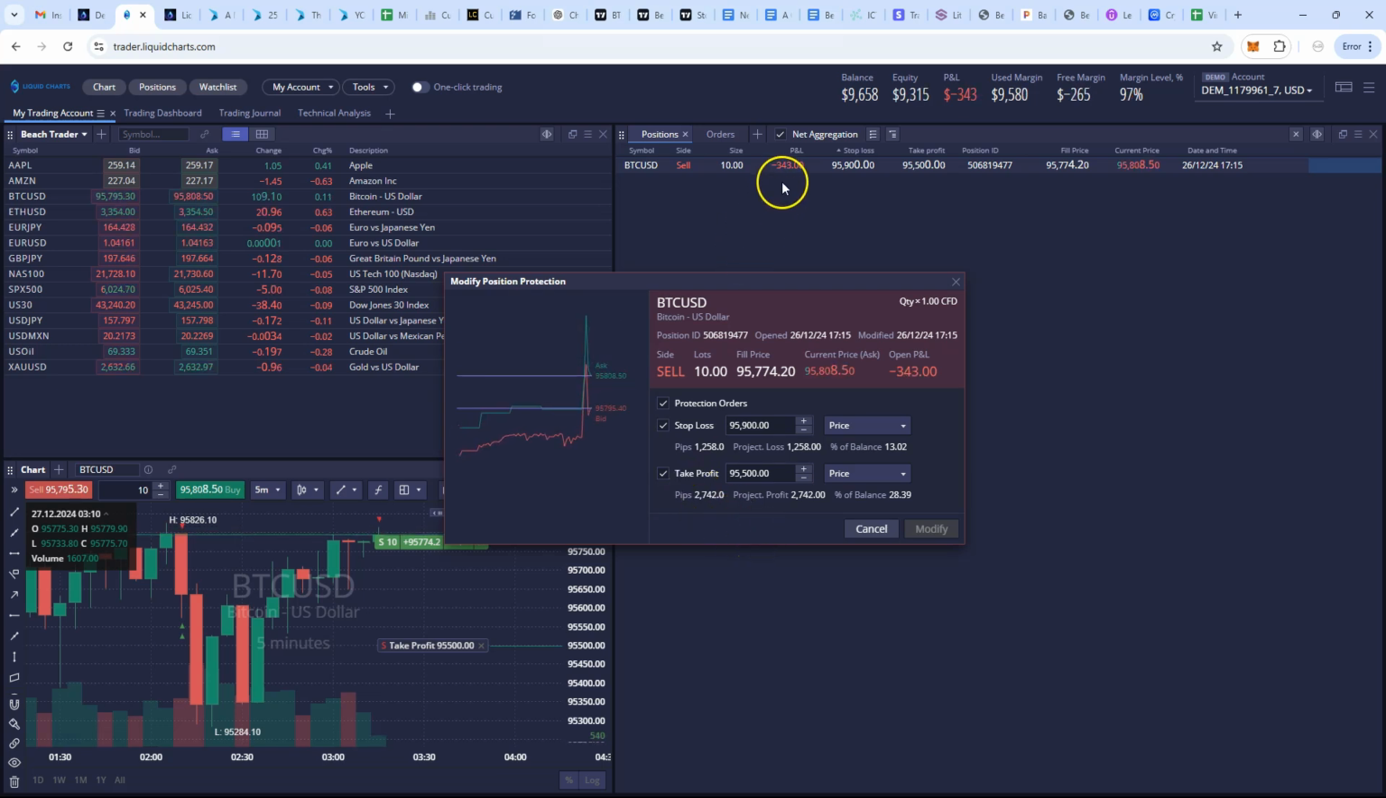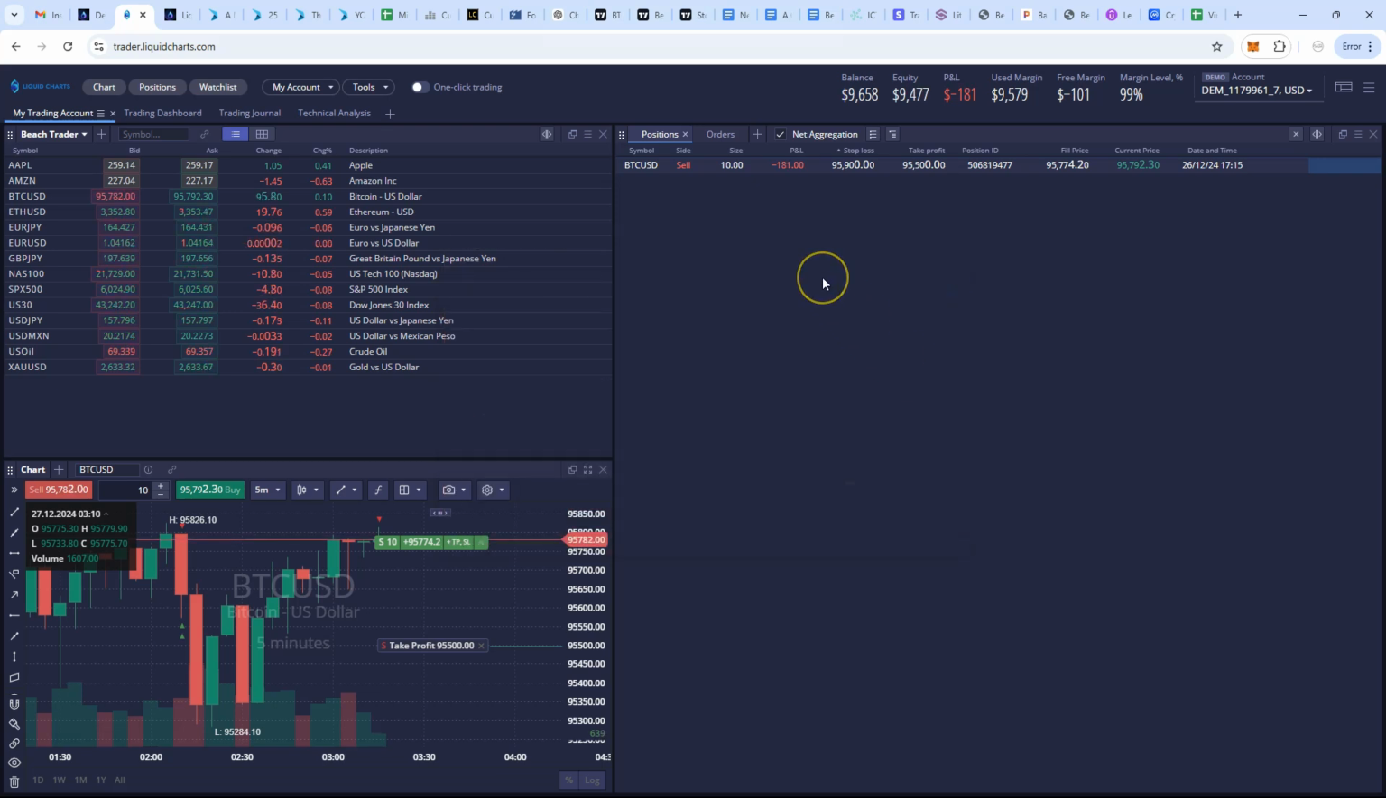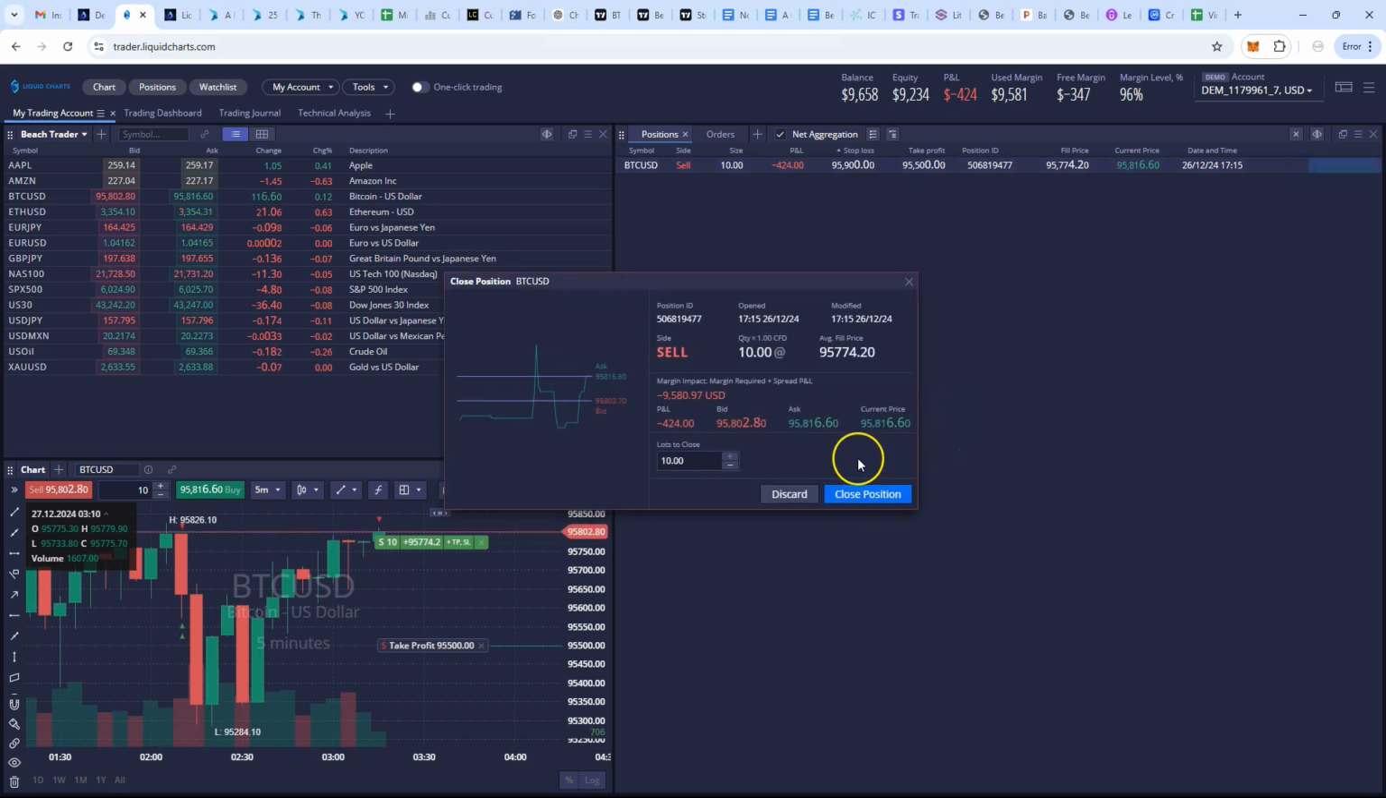And now it's up. It's going up, so we wanted it to go down, and we're losing $343, but we got it set to where we'll lose $1,253 or 58, right? The other thing you could do is you can get out of the trade whenever you want to. Let's say that it started stalling out, it's not moving as much as it was. You might want to get out. You can hit the X right here and close the position.